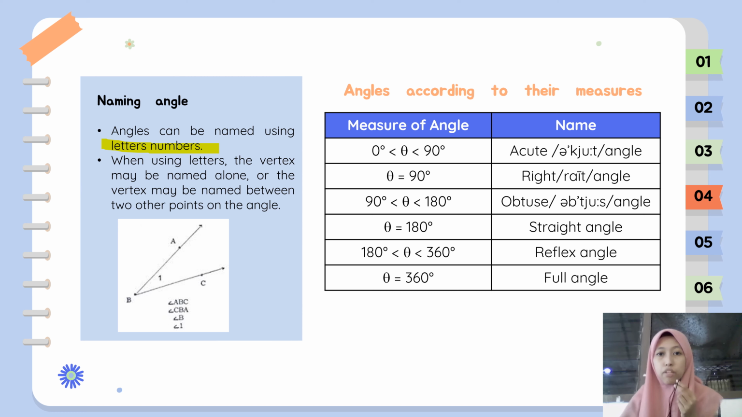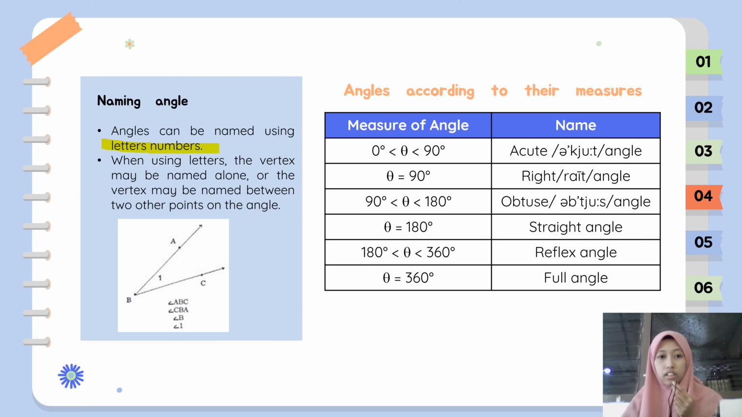Angles according to their measure. The first is 0 degrees less than theta less than 90 degrees, called an acute angle. The next, theta equal to 90 degrees, is a right angle. The third, 90 degrees less than theta less than 180 degrees, is called an obtuse angle. The fourth, theta equal to 180 degrees, is called a straight angle.